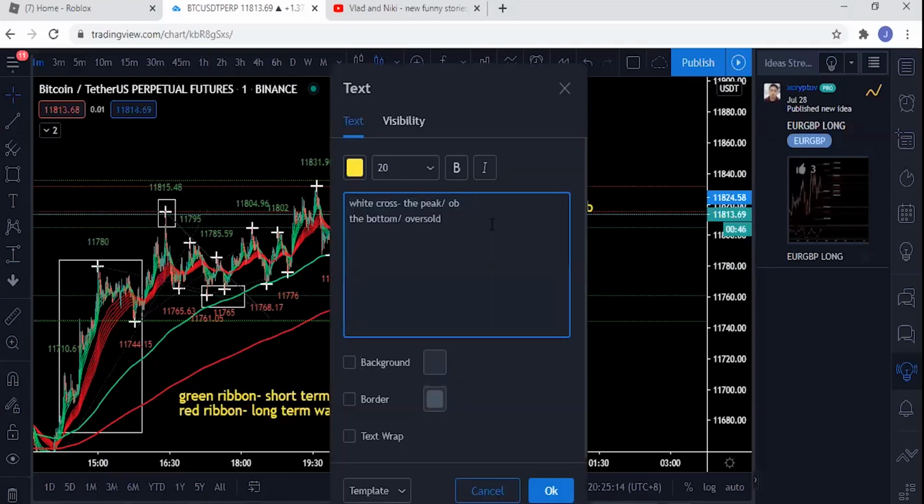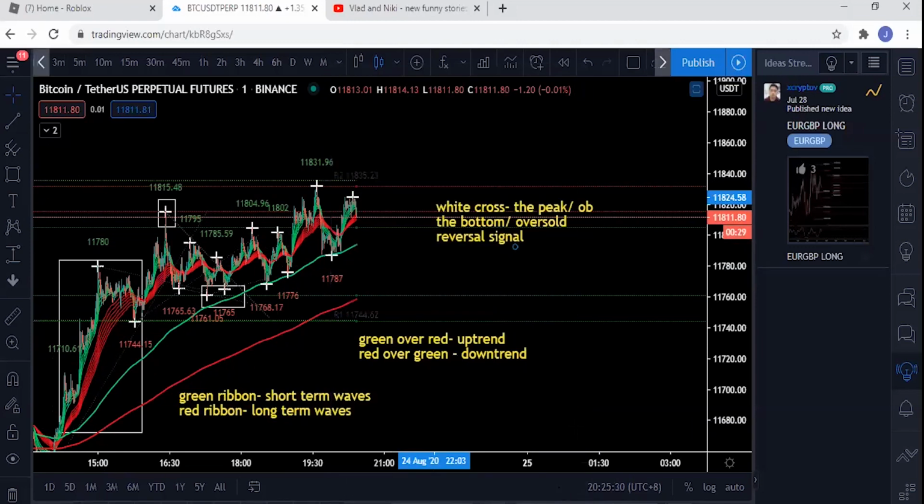Okay, reversal signal. Okay, can you please turn off your microphone, please, whoever is that, so that we can hear each other, or I will not be distracted. Okay, wait, who is that one? Okay, thank you.